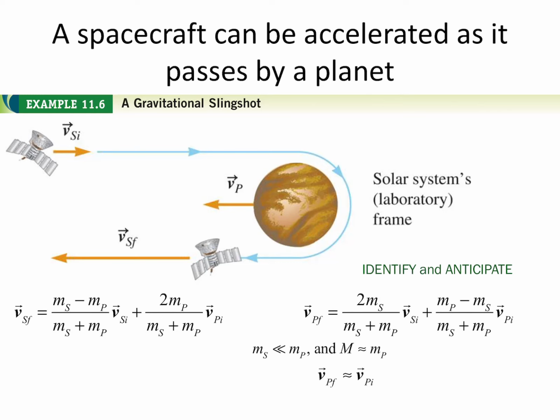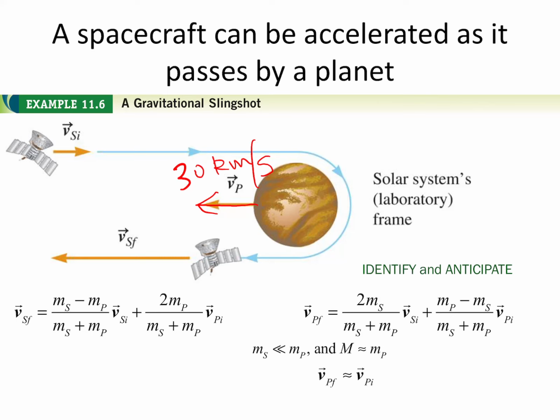Now we explain what a gravitational slingshot is. So you have a spaceship moving toward a planet, for example the Earth. Earth is moving this way. We have calculated that the velocity of the Earth is roughly 30 kilometers per second relative to the Sun. That's the velocity of our planet.